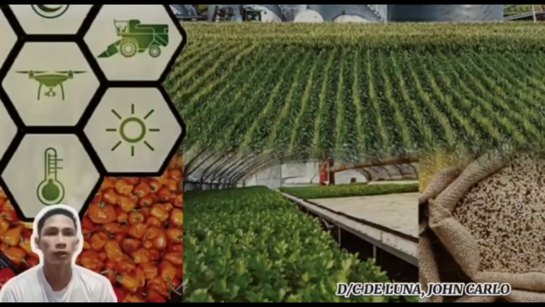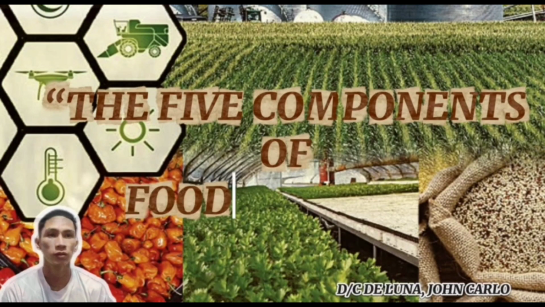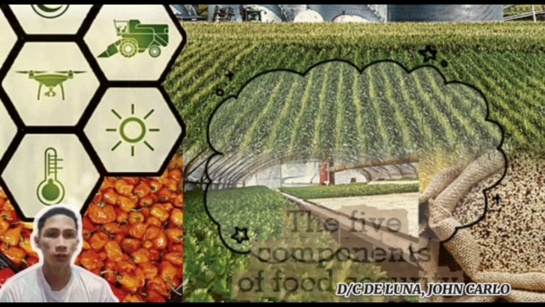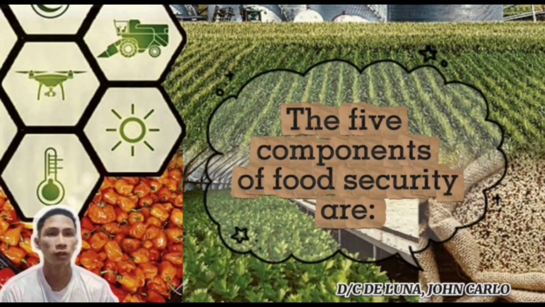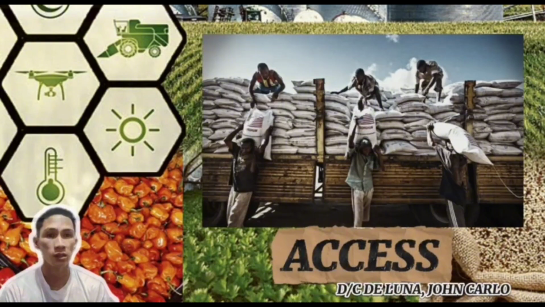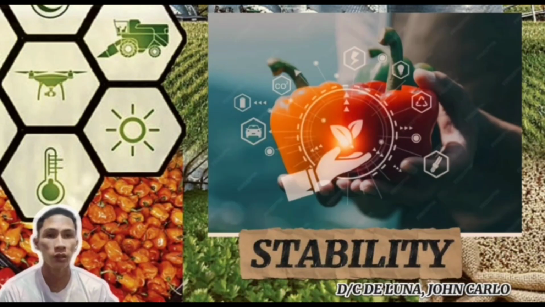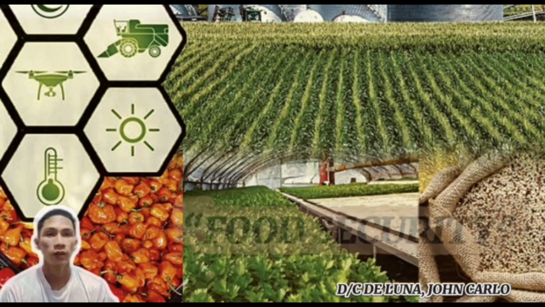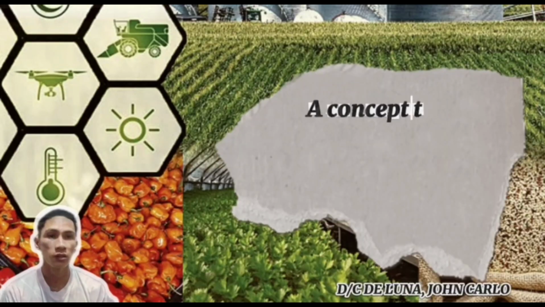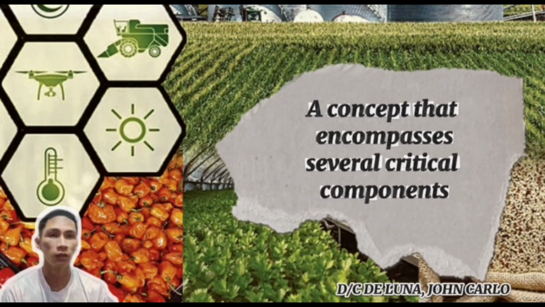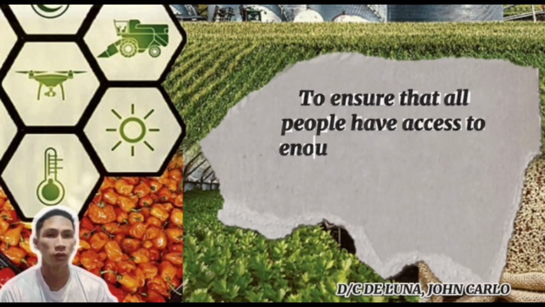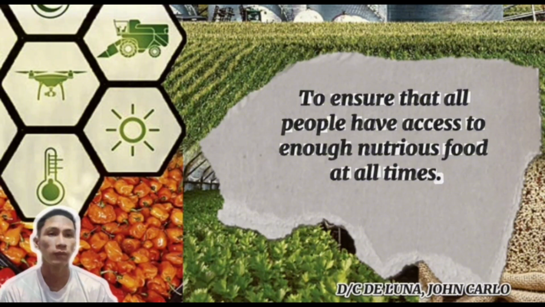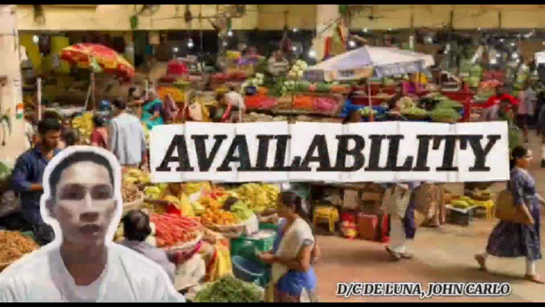So, good day everyone. Today we will talk about the 5 components of food security. The 5 components of food security are availability, access, utilization, stability, and affordability. Food security is a concept that encompasses several critical components to ensure that all people have access to enough nutritious food at all times. So, first is availability.